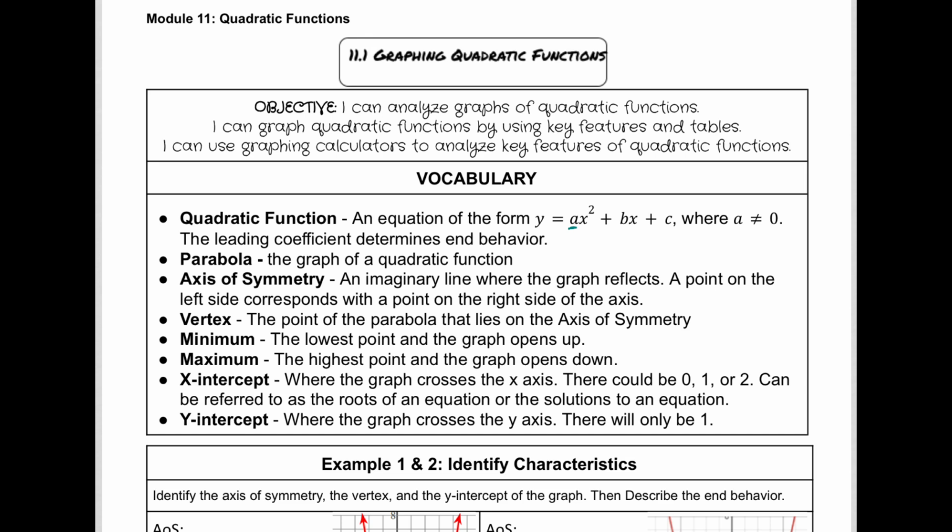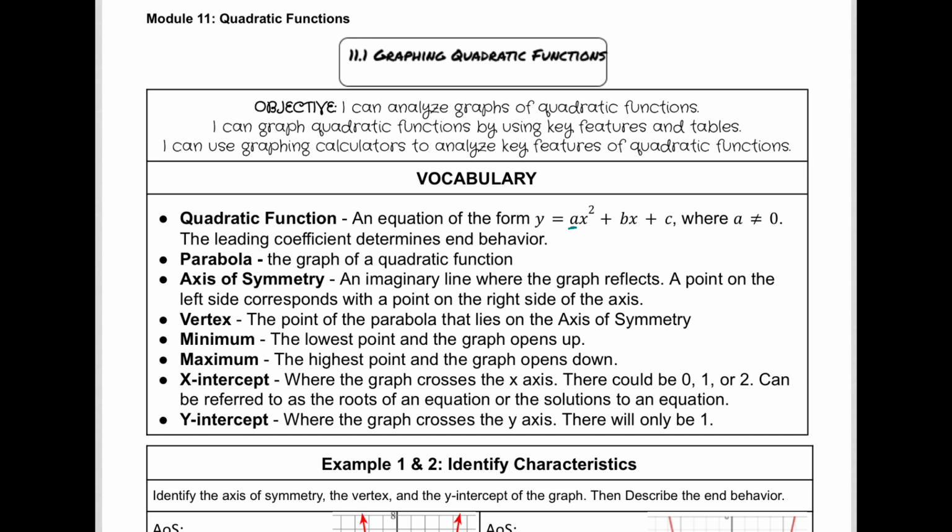The axis of symmetry, that imaginary line where the graph reflects. A point on the left side will correspond with a point on the right side of the axis. We have a vertex, and that's the point of the parabola that lies on the axis of symmetry. The minimum, which is our lowest point, and the graph opens up. A maximum is the highest point, and the graph opens down.